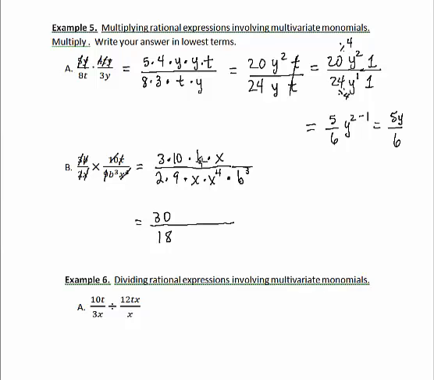And then for the b's, which b, top or bottom, has the larger exponent? That would be the b to the third. So we keep the b on the bottom, we drop the b on the top, which has an exponent of 1, and we subtract that exponent from the 3 on the bottom.